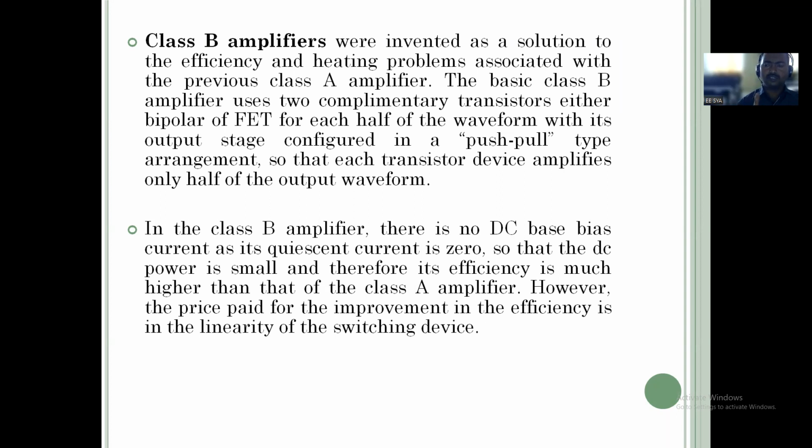Crossover distortion means the transistor or the diode that is constructed from silicon or germanium has its own operating voltage required, that is 0.7 or 0.3 volt. So during that small period, when the transistor transitions from high to low, that is, from 180 to 360 degrees or 0 to 180 degrees, for a small portion of time there is no signal coming at the output. So this is nothing but crossover distortion. This occurs in the class B amplifier. Okay.